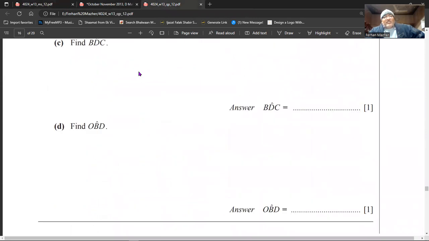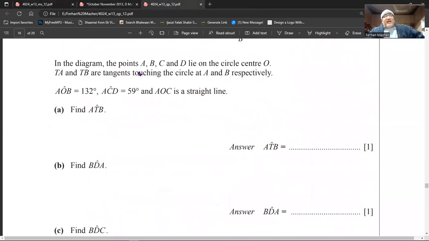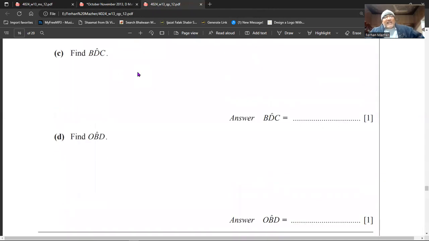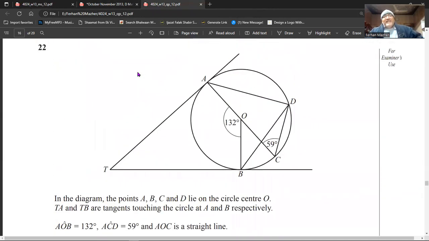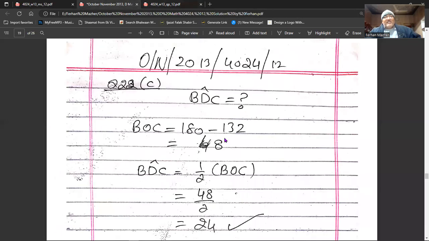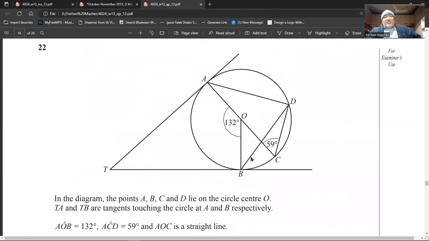Then we have question number 22, D part, and they want me to find out the angle OBD. Now they want me to find out OBD, this angle. Oh, very easy. If you know this angle, that was how much? I just found it. That's 48. So no, no, no. This is the question. This angle is the question. Okay, we can find it very easily.